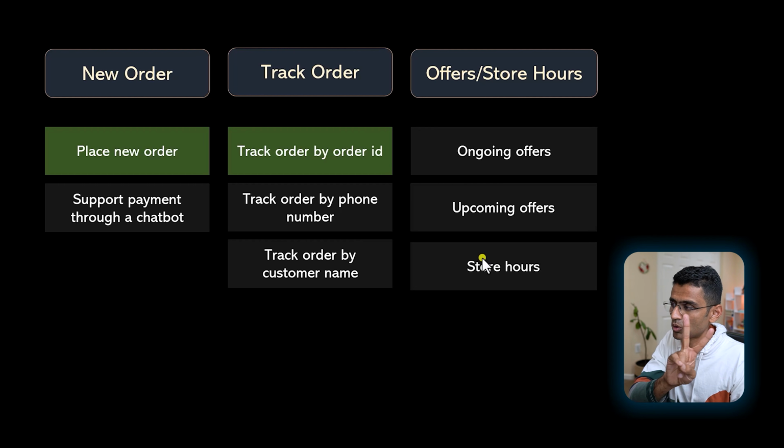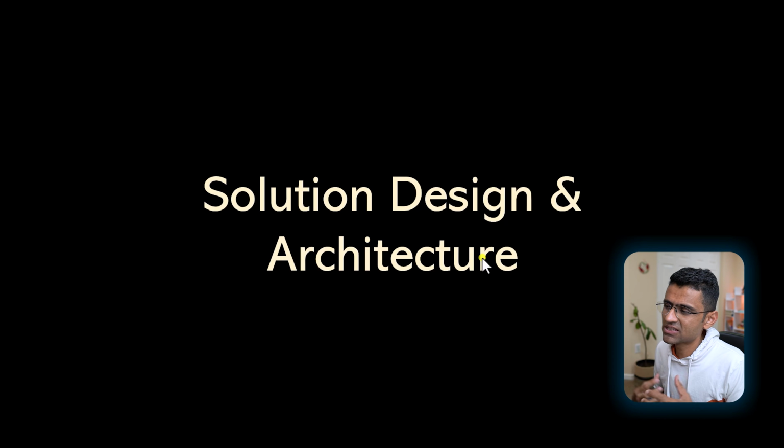The chatbot should support two features: placing a new order, and tracking an order by order ID. As a data science team, you know exactly what you're building. Now comes the phase where you will define the technical architecture of the solution.